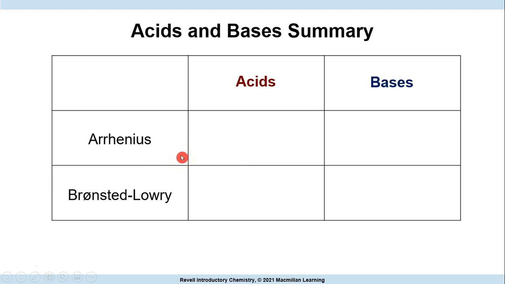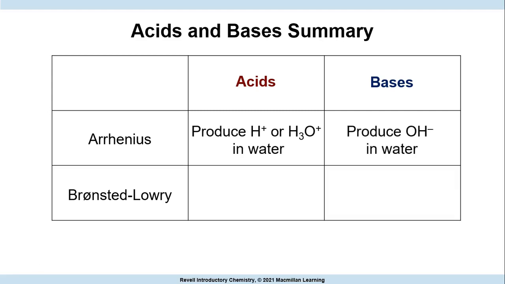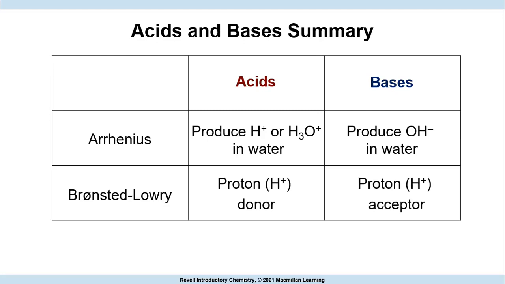Now let's look at a summary of the Arrhenius and Bronsted-Lowry definitions of acids and bases. We've said Arrhenius defines an acid as a substance that produces hydrogen ions or hydronium ions in water, and a base as a substance that produces hydroxide ions in water. For Bronsted-Lowry, acids are substances that donate protons and bases are substances that accept protons.